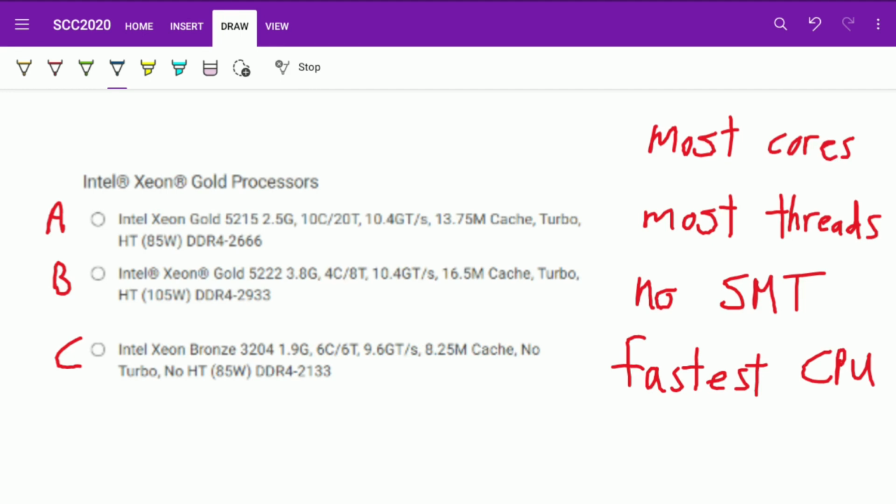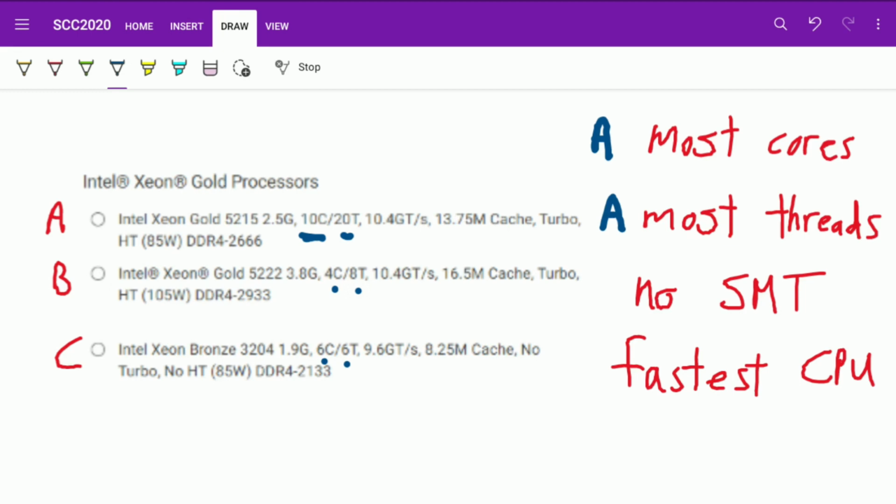Right, now let's look at the answers. Of these three CPUs available on this list, A has the most cores. It has 10 cores. B has 4 cores, and C has 6 cores. Accordingly, A also happens to have the most threads, 20. B has 8, and C has 6.